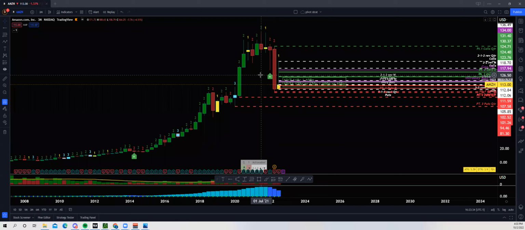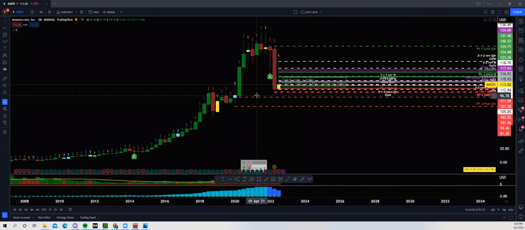So if XLY goes 2-1-2 continuation on the quarter, guess who's more than likely going to go 1-2 continuation on the quarter two? Amazon. All right. That is literally how you go through these different things and you prepare for your quarter. You prepare for your week because it's the same thing.